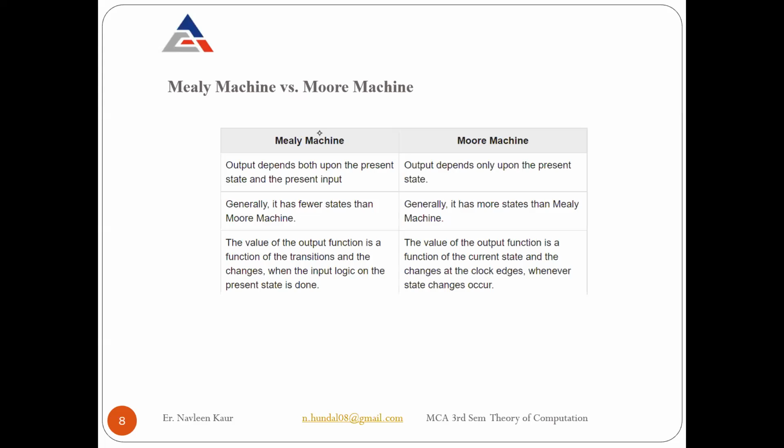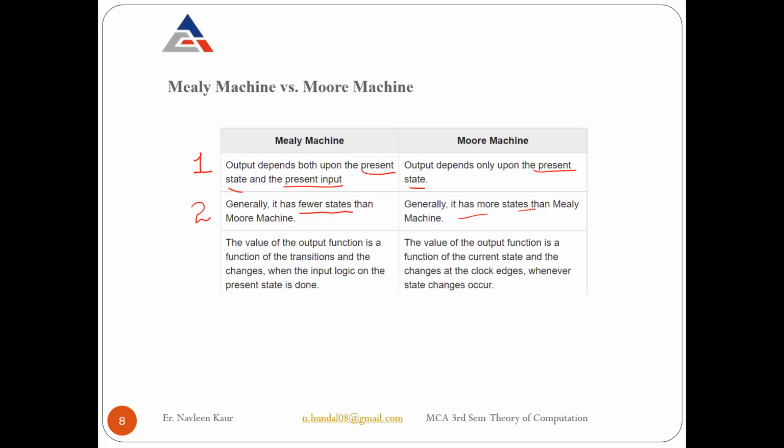So in Moore machine, what happens? The main difference, the very first difference, is on the basis of output. In Mealy machine, output depends upon the current state or present state and the present input. However, in case of Moore machine, output depends upon only the current state or the present state. Okay. And if you just check, the Moore machine has less number of states.